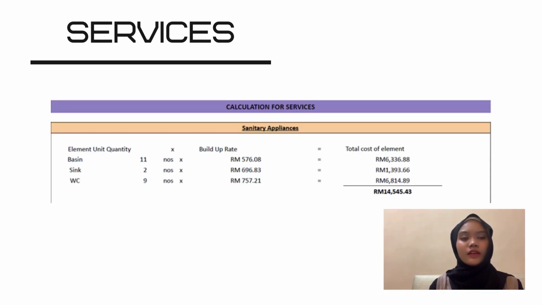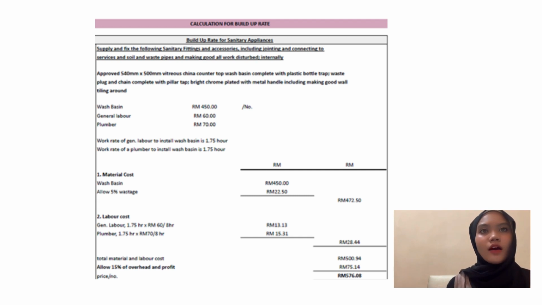Okay, now moving on to the calculation for services, where the first item is sanitary appliances, which is element unit quantity multiplied by bulk rate. This is the example of bulk rate for sanitary appliances. For wash basin, the price rate I take from the JKR rates, and for the general labor and plumber I also take from the JKR rates, which is wash basin 450 ringgit, general labor 60 ringgit, and plumber 70 ringgit.